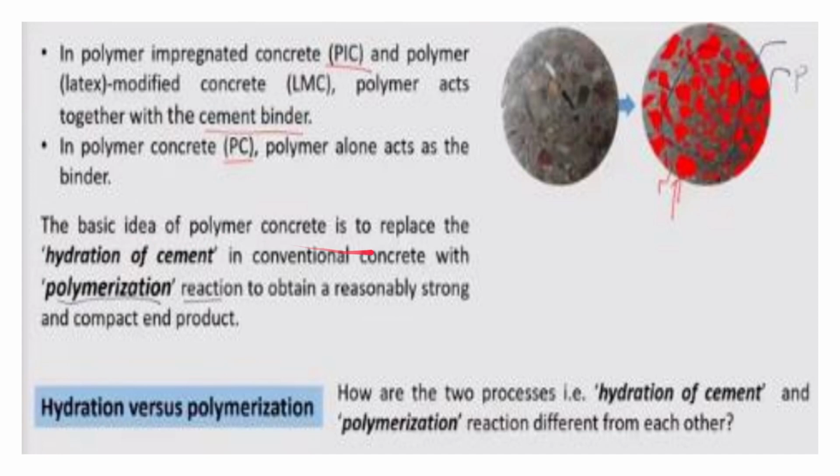The basic idea of polymer concrete is to replace the hydration of cement in conventional concrete with a polymerization reaction for obtaining a reasonably strong and compact end product. So our basic idea of using polymer concrete is replacing cement hydration with polymerization. Let us now see how the two processes, cement hydration and polymerization reaction, are different from each other, what is unique about each, and how both have their own advantages and disadvantages.